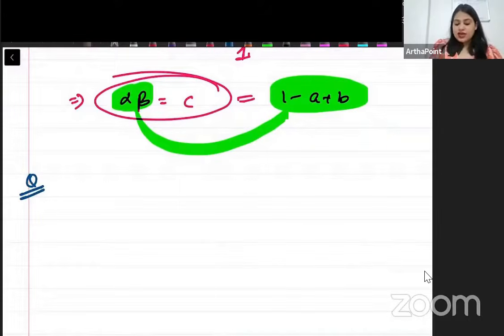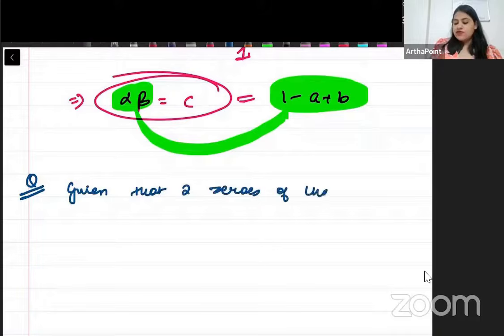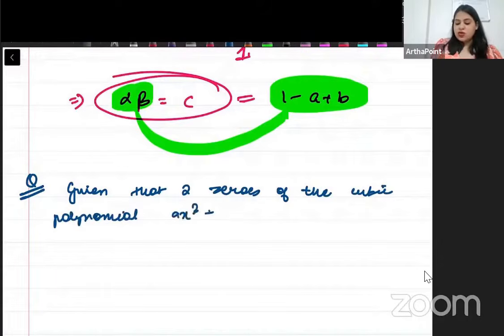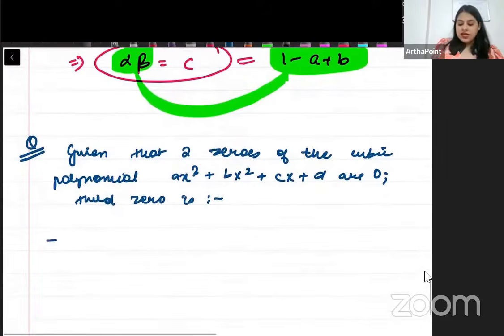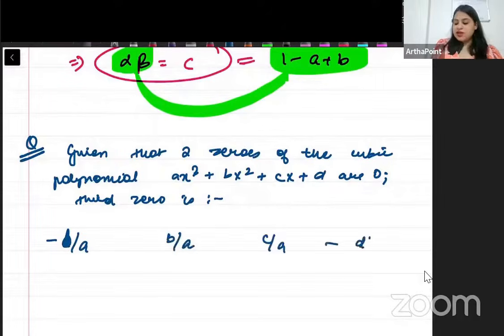So I am saying that given that two zeros of the cubic polynomial ax cube plus bx square plus cx plus d are 0, the third 0 is minus b by a, b by a, c by a, minus d by a.